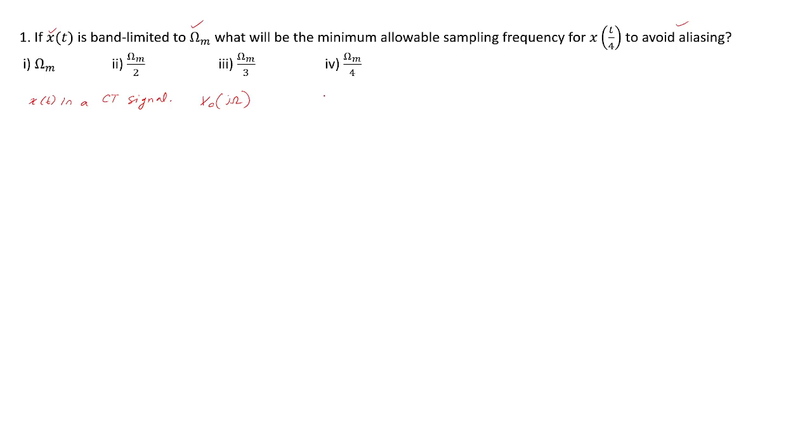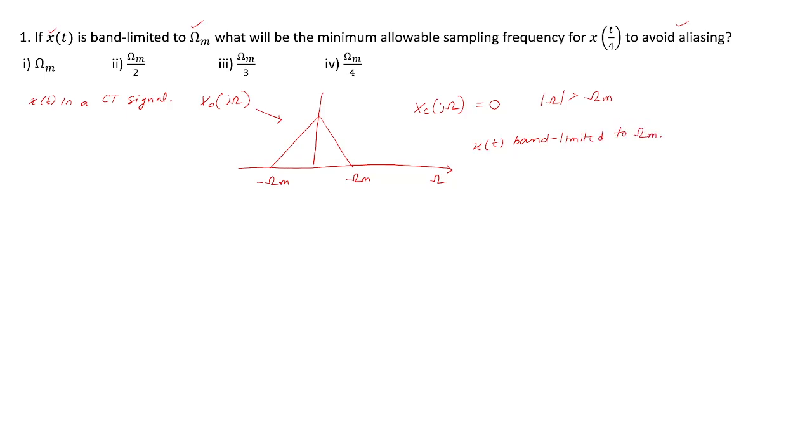Omega is the analog frequency. So this is some arbitrary spectrum for some arbitrary x(t), of course. So if x(t) is band limited to omega m, Xc of j omega will look like this, minus omega m to omega m. Xc of j omega is going to be 0 for omega outside this range. That basically means x(t) is band limited to omega m.